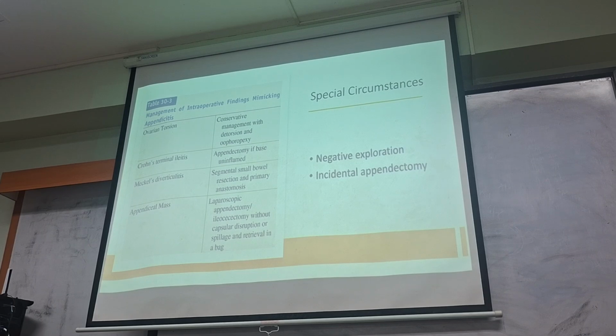Sometimes we operate on patients and then we get a negative exploration. There are two schools of thought. One is to just remove the appendix anyway. Another school of thought is to just leave it alone because it's not a diseased organ. Whether you want to remove it or not depends on you, as long as you explain to the patient why you need to remove it. There's no right or wrong answer here, as long as you're able to justify it, okay?